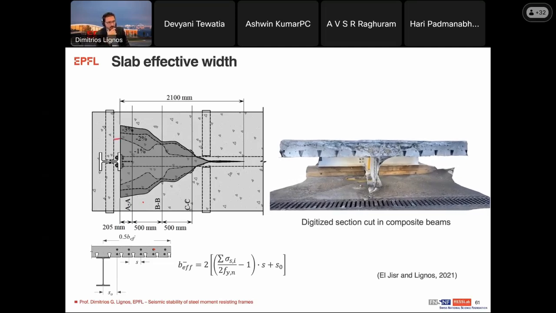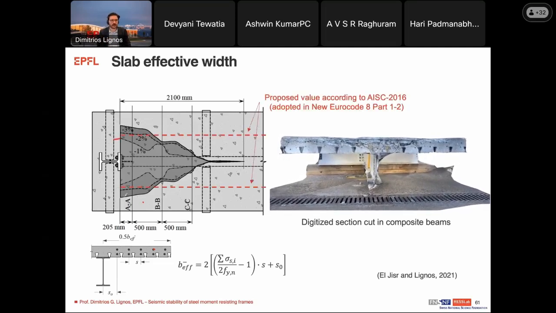So you see that what we know by code, in fact, is at about 2% drift. The proposed value according to the AISC provisions as well as the Eurocode provision in the next generation matches well what we expect. Plus, we cut the slab with a diamond saw, and basically we see that these values here correspond to more or less what we observe from our section cut here at larger deformations.